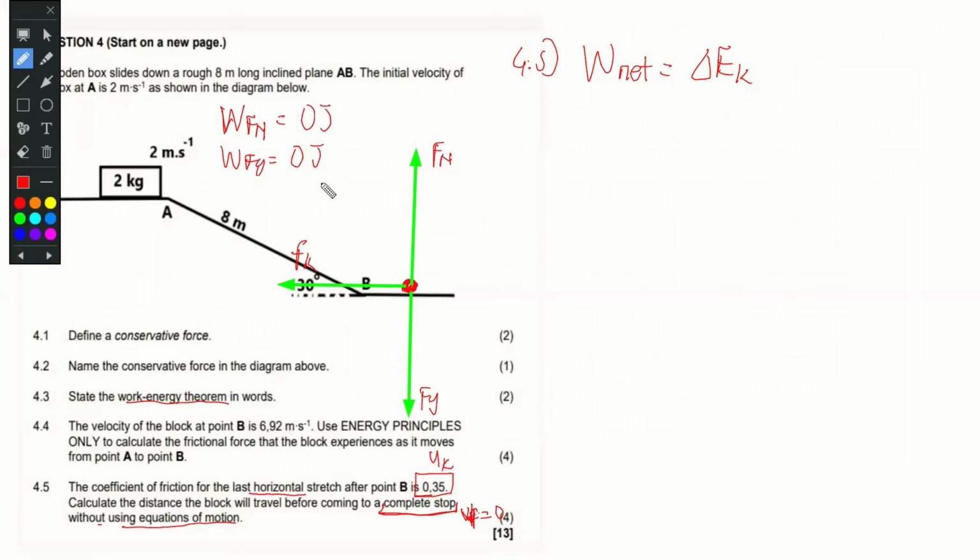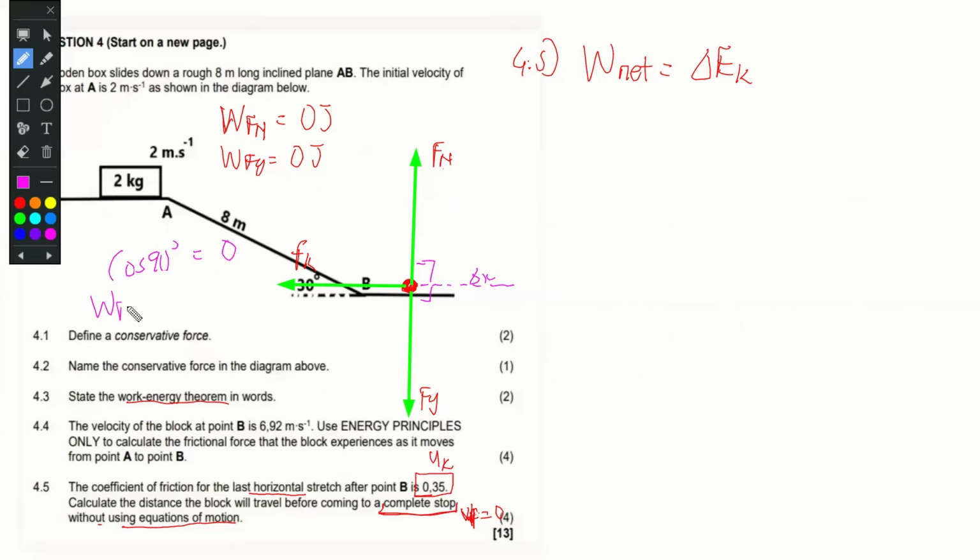To understand this, you can also catch my video where I explain the concept of work, energy and power. The reason why it's 0 joules and that one is also 0 joules is because the displacement is in that direction. If you look at the force and the displacement, the angle between the normal force and the displacement is 90 degrees. Even with Fg, the angle between the force and the displacement is 90 degrees. Now remember, cos 90 degrees is always equal to 0.